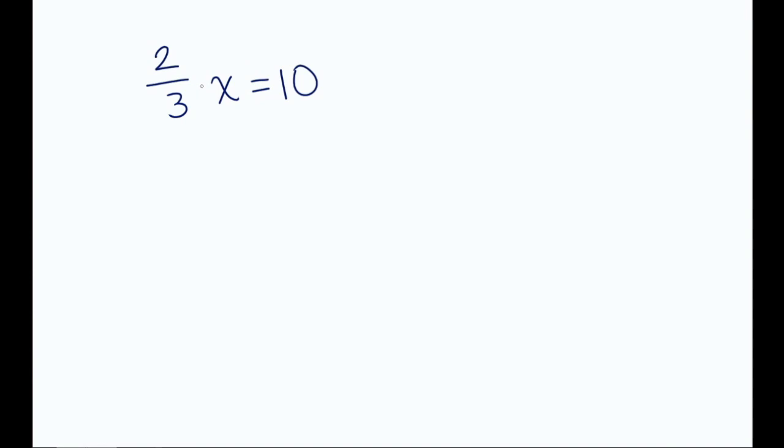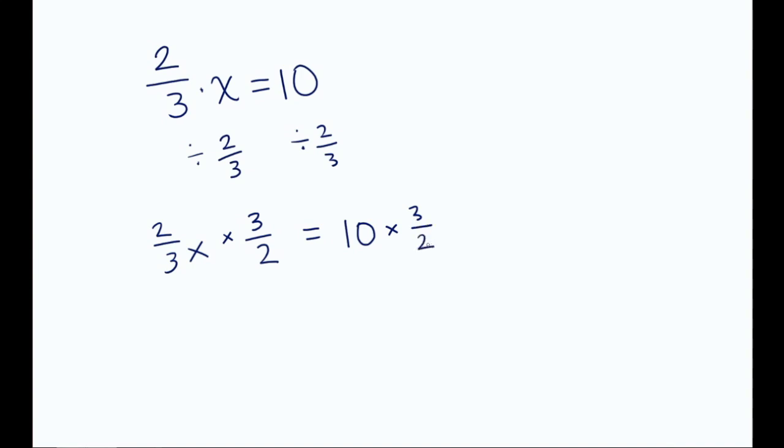So usually if I have multiplication here, I would want to divide. And we can do that. Let's see if we divide this side by 2/3, let's see what happens. Do you remember how to divide by fractions? We actually end up multiplying by the reciprocal. So we're going to have 2/3 x times 3/2 equals 10 divided by 2/3, which is going to end up being 10 times the reciprocal, 3/2.